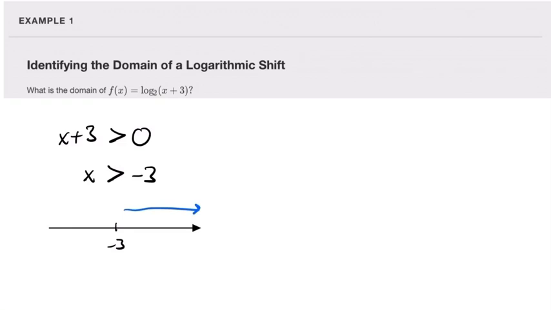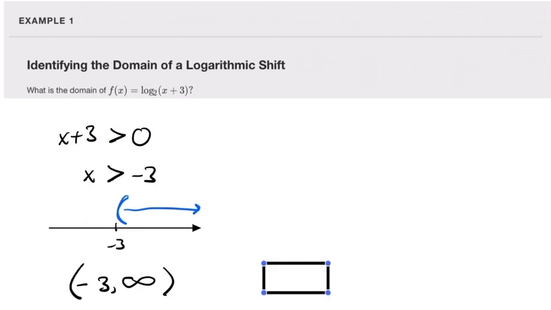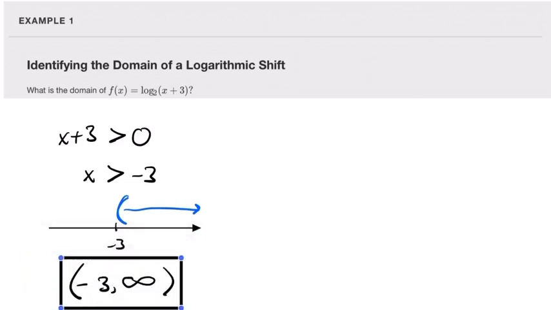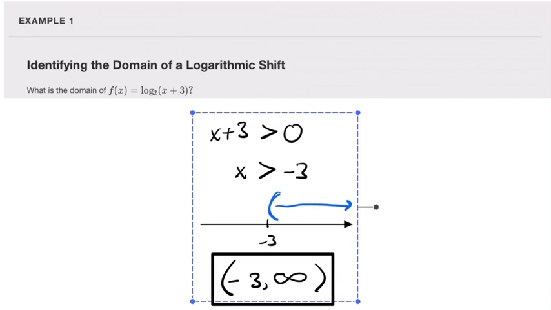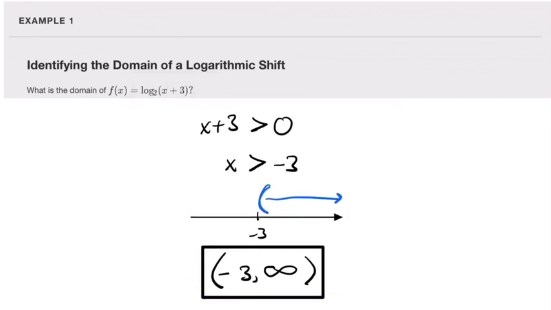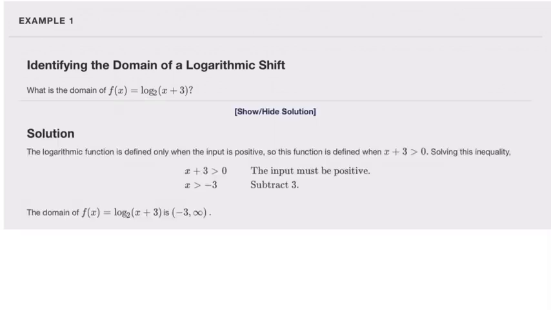And because it can't be equal to negative 3, we use a parentheses. To write this in interval notation, the far left is negative 3 and the far right is positive infinity. Infinity always gets a parentheses. And again, because we don't want to be equal to negative 3, that gets a parentheses as well. So we're good.